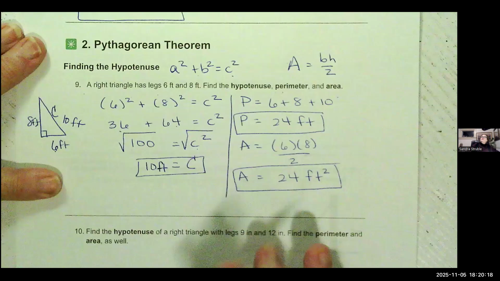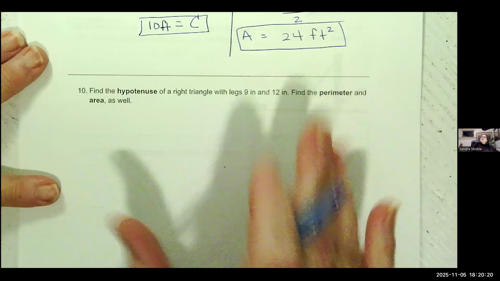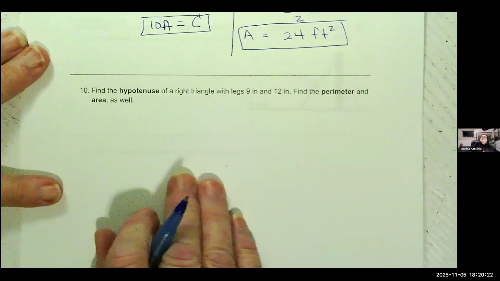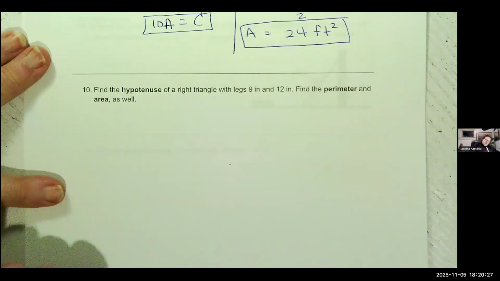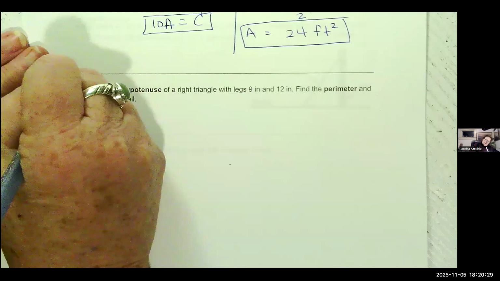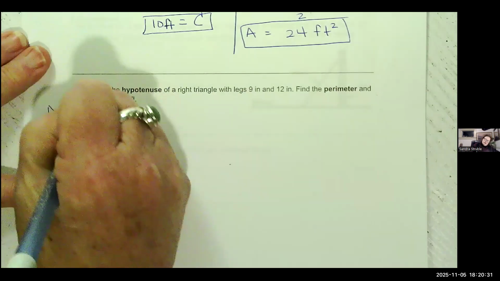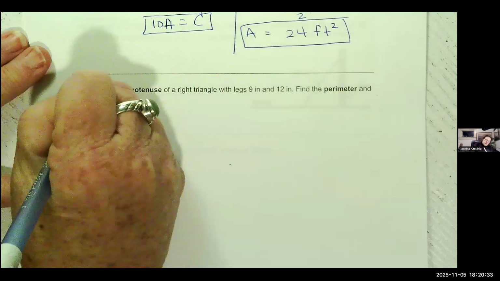All right, again, finding the hypotenuse of a right triangle with legs 9 and 12 inches. Pause the video, attempt this one yourself, and then come back to see how you did. Do a quick little drawing here. We're going to be looking for the hypotenuse. We've got legs of 9 and 12 inches.